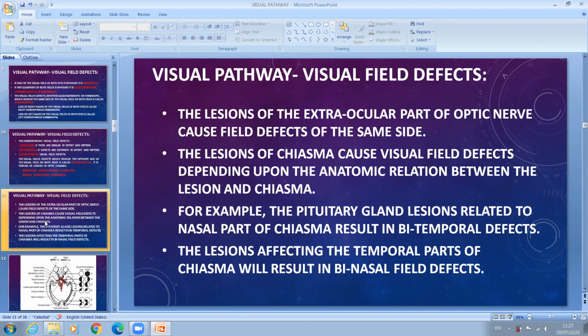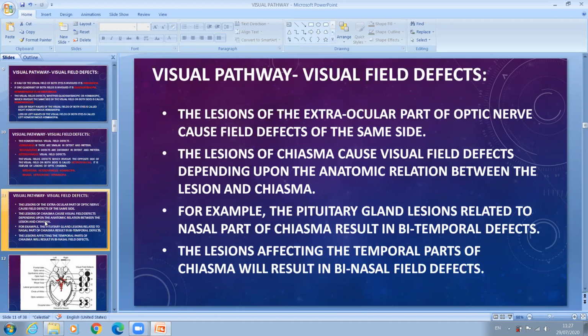So the lesions of the extraocular part of the optic nerve, just as it exits the eye, will cause visual field defects on the same side. Obviously, if the right optic nerve is affected, it will be the right visual field which will be affected, and there is no relation with the other eye.